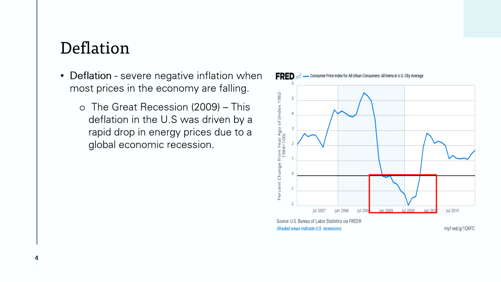While lower prices might sound good for consumers, deflation is often a sign of deep economic trouble. For example, during the Great Recession in 2009, the US experienced deflation. As you can see on the right graph, the line dips below zero. This was largely driven by a massive drop in energy prices due to the global recession.